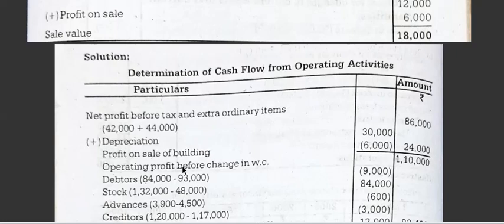Profit on sale of building which is there. So when it is expenses you have to write as it is, when it is income you have to write in the bracket. Okay. So 30 minus 6,000, you will get 24,000. The total comes up to here 1,10,000. Okay.